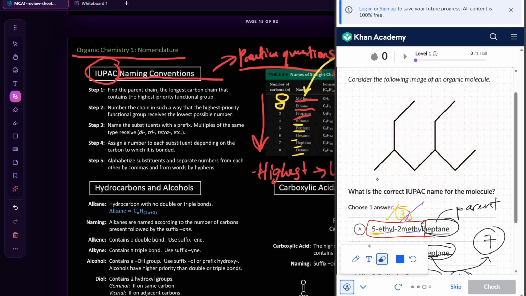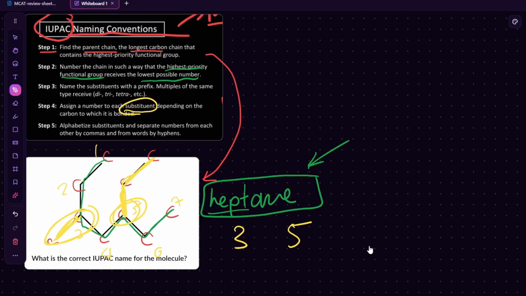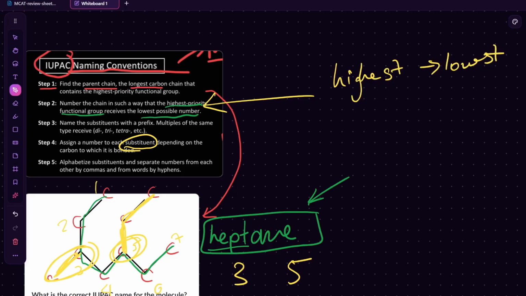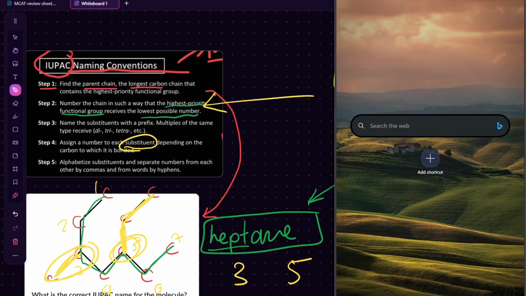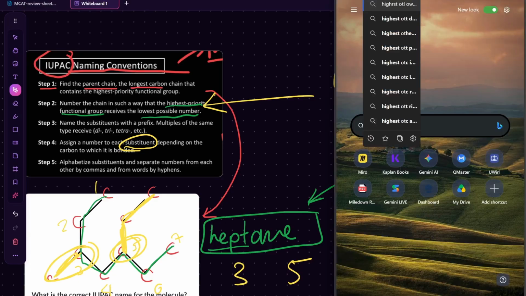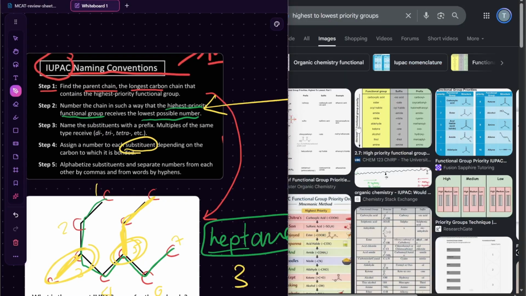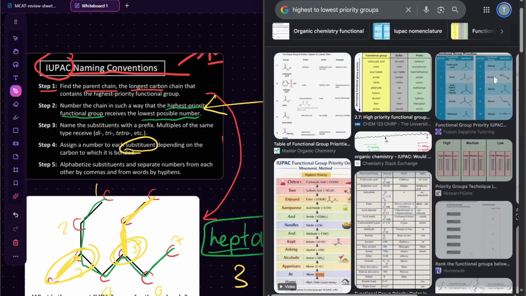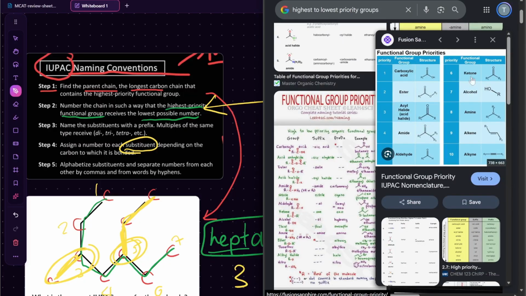And the answer has to be, if we go back to our whiteboard, based on highest to lowest priority functional groups. And that's how you know. So let's go find a list of that. Highest to lowest priority. So here you can see highest to lowest. That one's not that good. This one, highest to lowest priority functional groups.